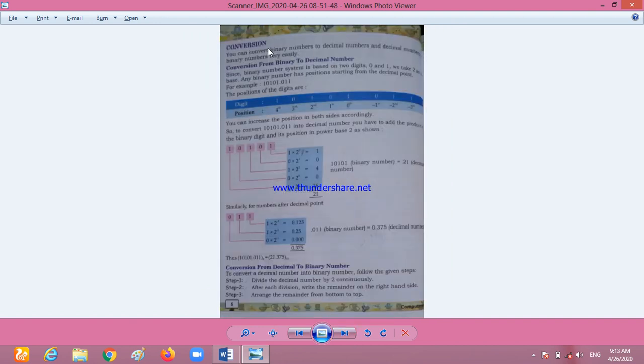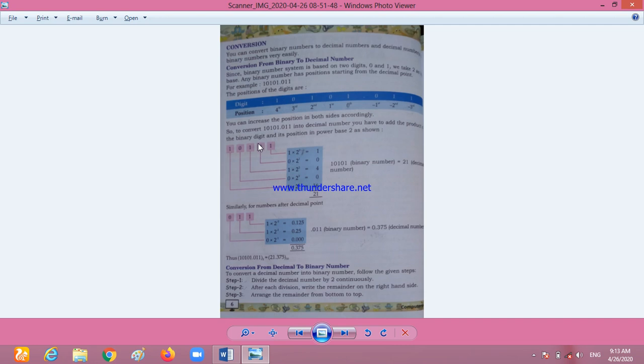Now the conversion. Why do we use the conversion? Because anything we write in our computer is converted into a binary number, or sometimes binary to decimal number. So we have to learn how to convert binary to decimal number. Anything which we write in any language, the computer automatically converts into a binary number. But how can we convert the computer language into our language? It is known as converting binary to decimal.